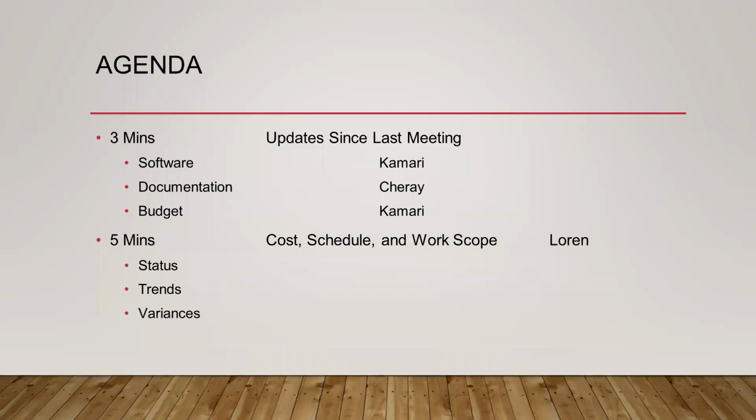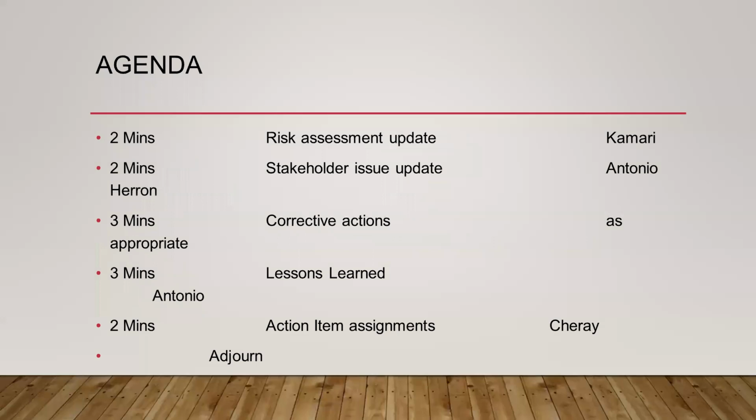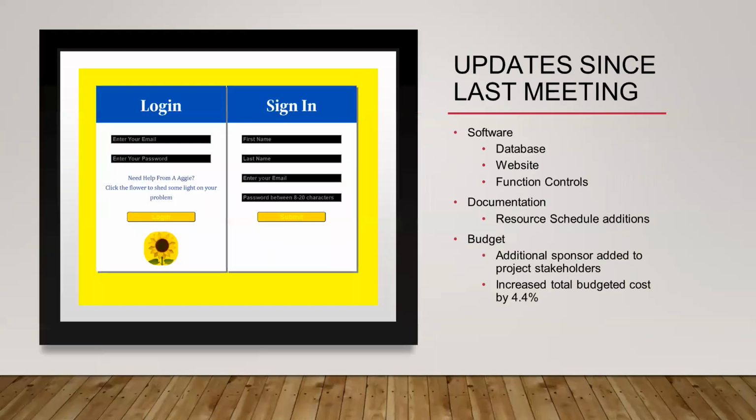Okay, and on today's agenda, we are first going to open up with updates since week 2. We're going to talk briefly about software changes by me, Kamari Shepard, then documentation by Sheree. Then I'm going to speak about the budget. Then Lauren will talk about the cost schedule and work scope. Then I'm going to speak briefly about any risks to our project. Then Antonio is going to talk about any issues with our stakeholders, then lessons learned, and then any closing actions that we need to do. Sheree will speak about it. Okay.